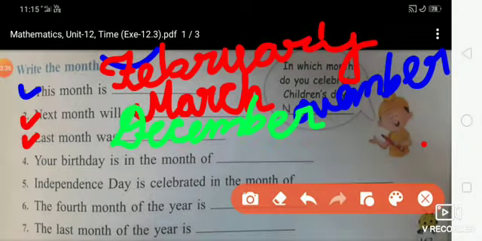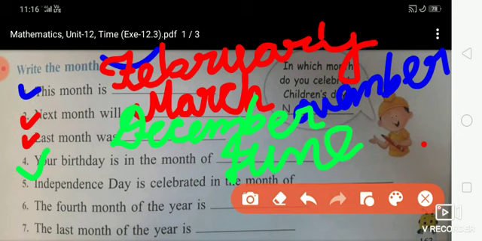Now the fourth one: your birthday is in the month of. So my dear students, write here the month of your birthday. That means January, February, March, April, May and so on. So first write your own month. Okay, my birthday is in June.